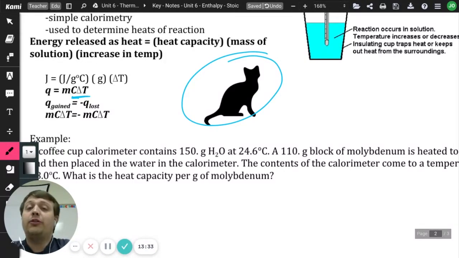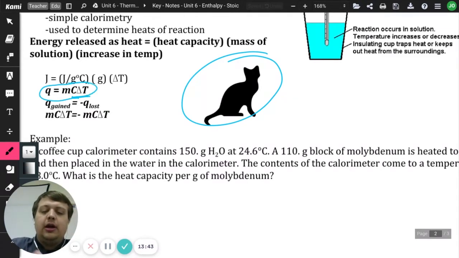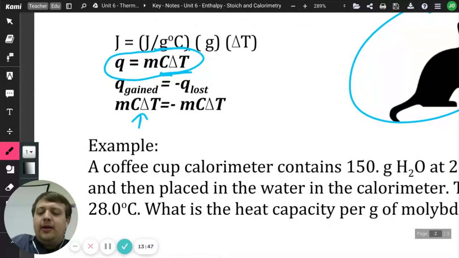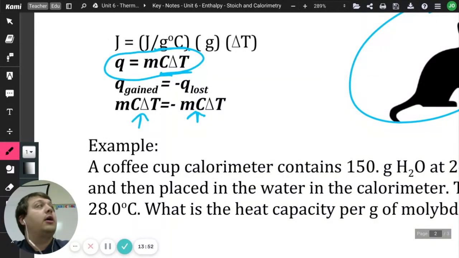Now, something to remember with calorimetry is the amount of heat lost equals the amount of heat gained. And so when we're looking at that, you can take this formula and say, okay, well, heat gained equals heat lost. So positive MCAT equals negative MCAT. And that would allow us to solve for any of those variables as long as we've got the other ones. Okay?